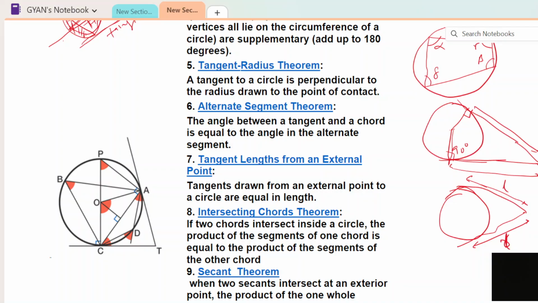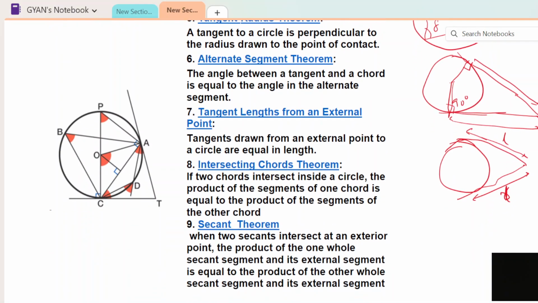Intersecting chord theorem. So what is the intersecting chord theorem? Suppose this chord and this chord intersect at P. This is A, and this is B. This is A dash, and this is B dash. Then PA dash into PB dash is equal to PA into PB.